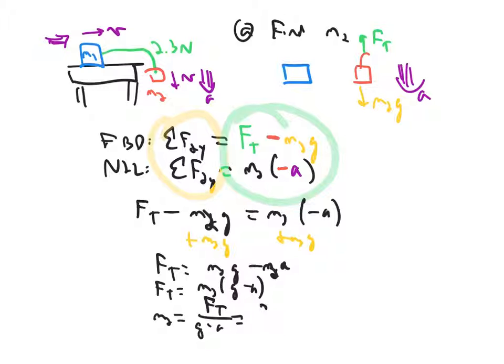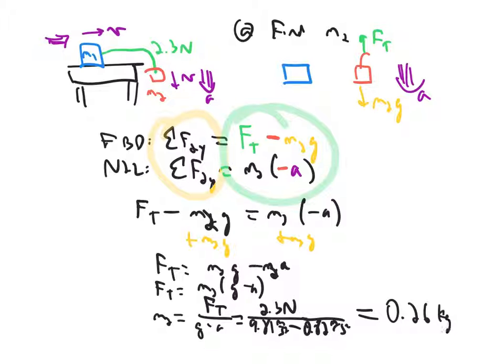which in our problem was 2.3 newtons over G, which is 9.8 meters per second squared, minus the given acceleration of 0.82 meters per second squared. So we get something like 0.26 kilograms.